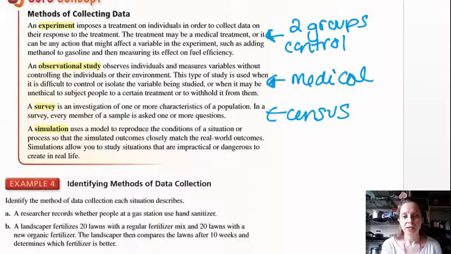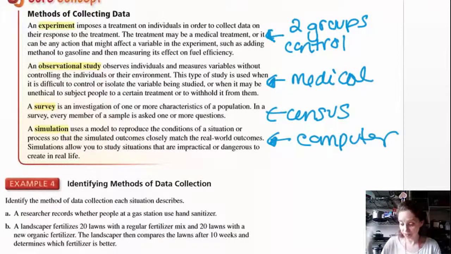Finally, a simulation uses a model to reproduce the conditions of a situation or process so that the simulated outcomes closely match the real-world outcomes. Simulations allow you to study situations that are impractical or dangerous to create in real life. Simulations, I think of having a computer involved that is going to run a bunch of simulations.